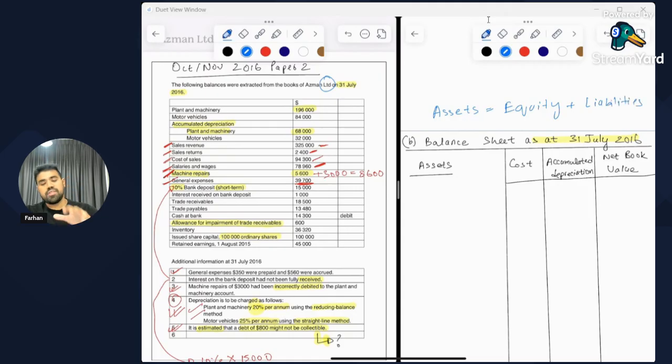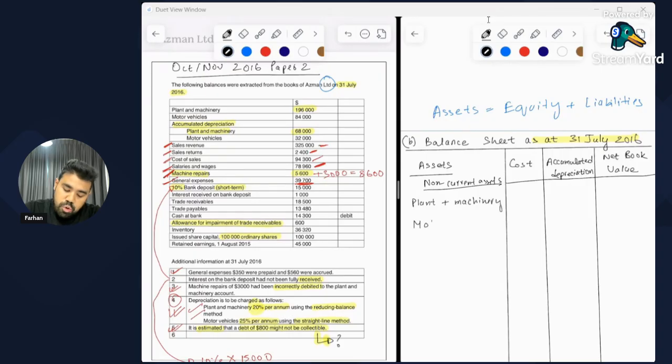All right. So this is essentially what we are proving when we are preparing the balance sheet, which is whether or not everything in our trial balance in our financial recording process is done properly. Okay, so we start with the non-current assets. When we start with the non-current assets, we want to have three separate columns for cost, accumulated depreciation, and net book value. All right. So the two types of non-current assets that we have got are plant and machinery, and then we have got motor vehicles.